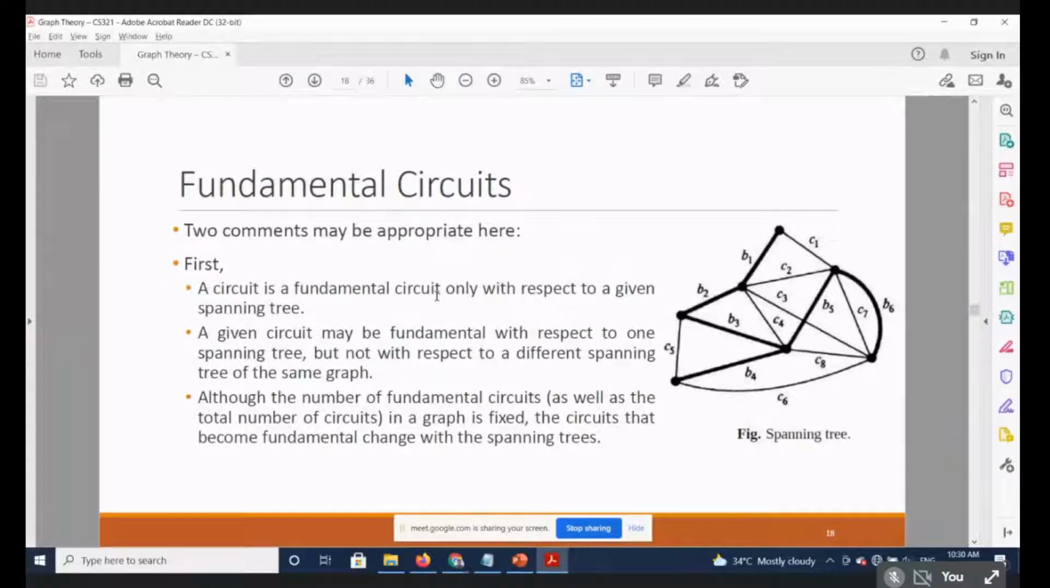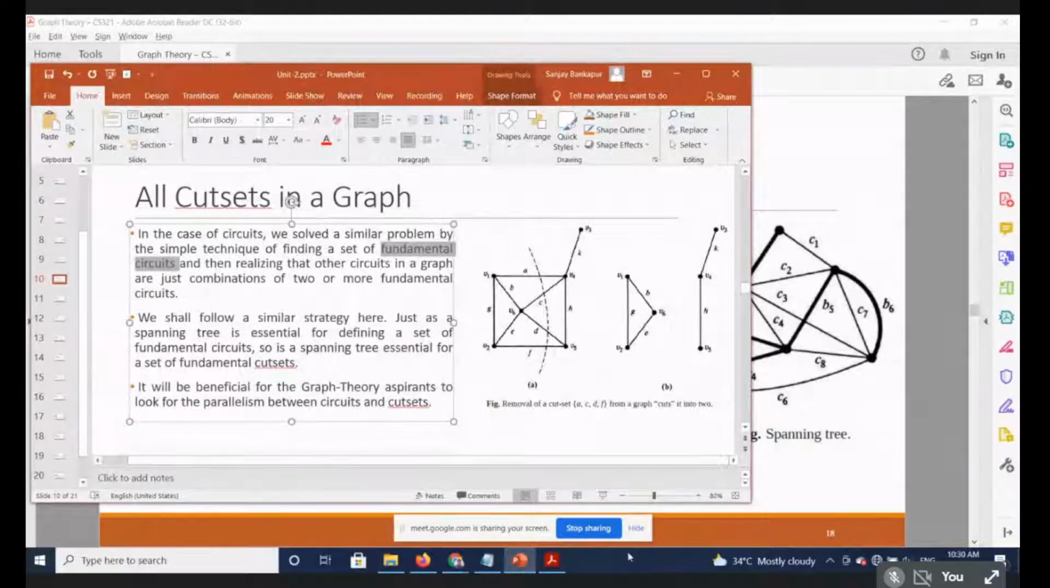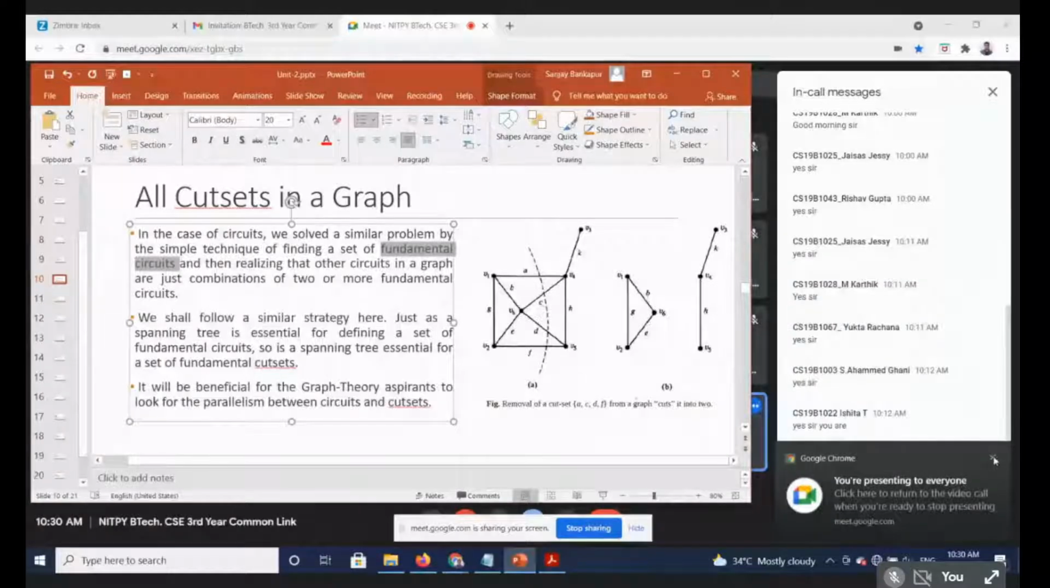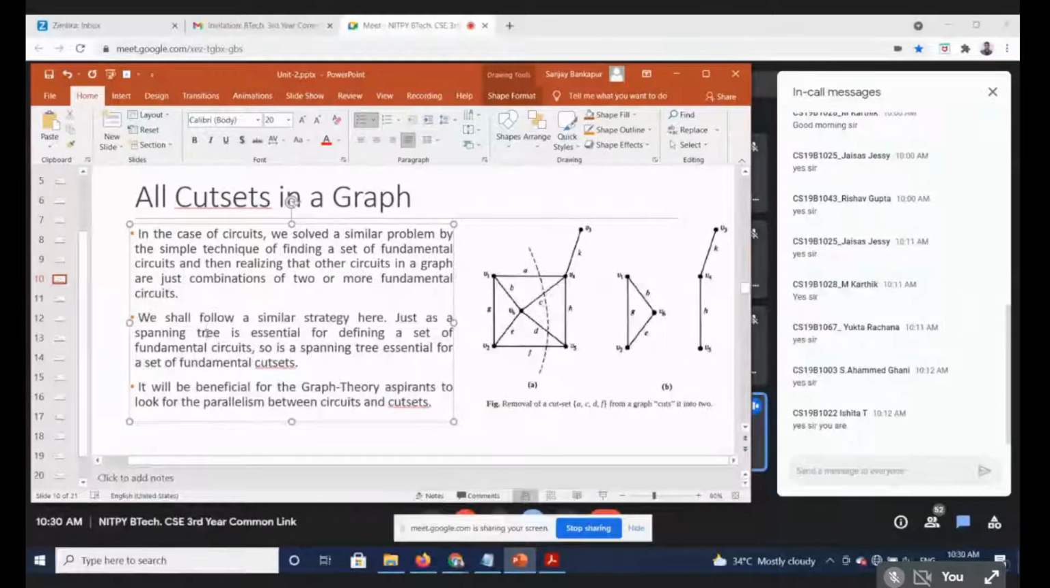Similar concept: a fundamental circuit is with respect to a spanning tree. We discussed it with respect to a spanning tree and making it a circuit. So now coming back to our topic. Right now we were discussing a given graph and cut set. Nowhere did we discuss a spanning tree, but however, a fundamental cut set is also with respect to a spanning tree. We'll see how it is.